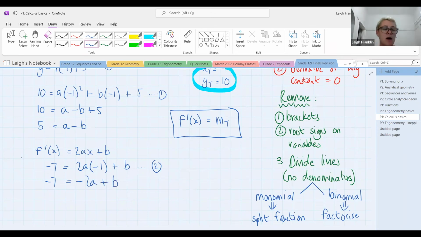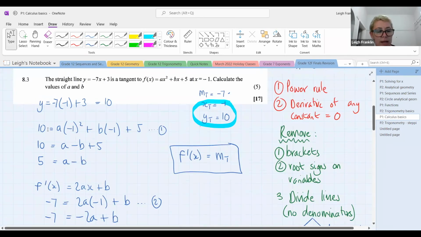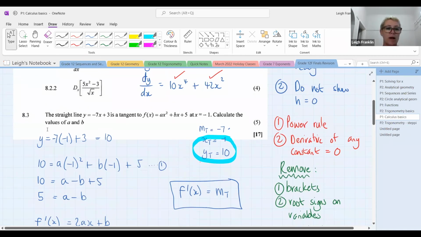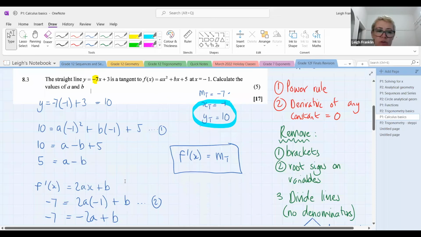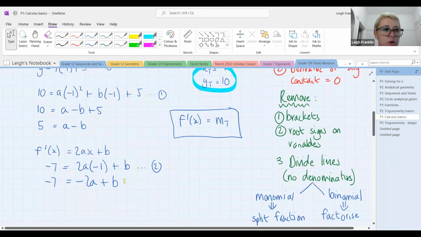There are our 2 equations that we need in order to solve simultaneously. Now remember, the first one we obtained by subbing x and y into f of x. The second one we obtained by using the derivative. So the gradient of the tangent, the number in front of the x, is your derivative at that point. That is your gradient at that point. Now, however we want to solve simultaneously, we must just go ahead and do it.